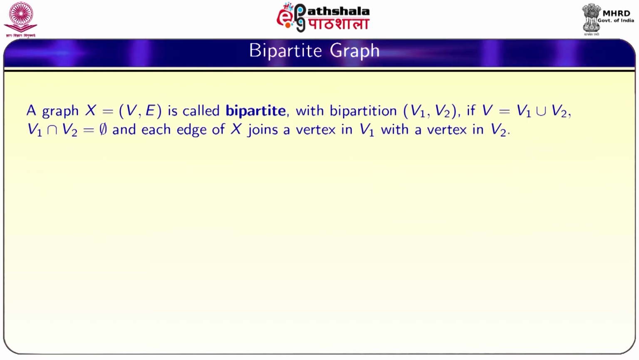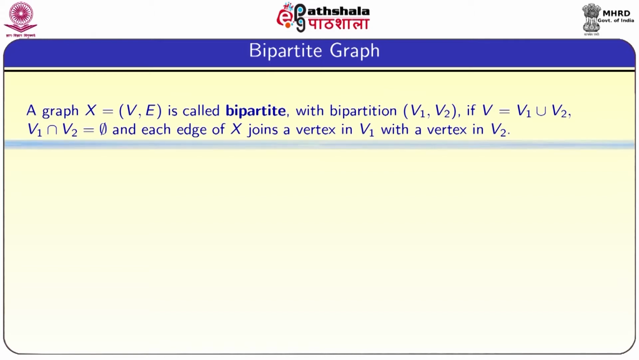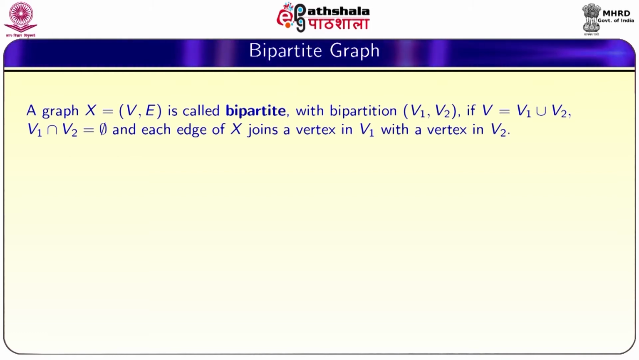So another graph which we discuss is a bipartite graph. These are very important. A graph X equal to (V, E) is called a bipartite graph with bipartition V1, V2 if V, that is the entire vertex set V, is equal to V1 union V2, and V1 intersection V2 is empty, and each edge of X joins a vertex in V1 with a vertex in V2.